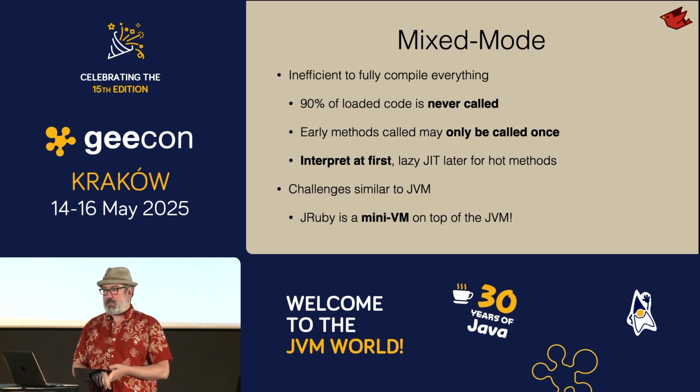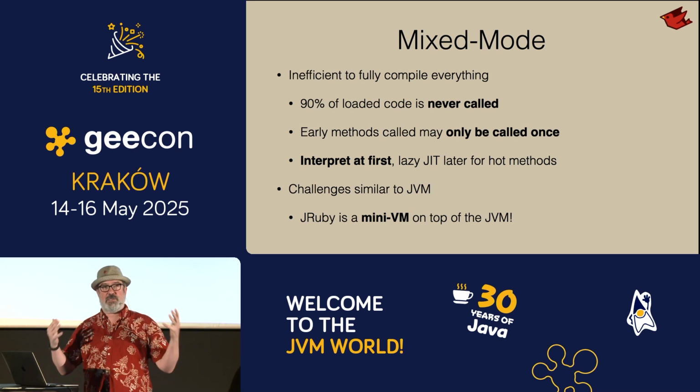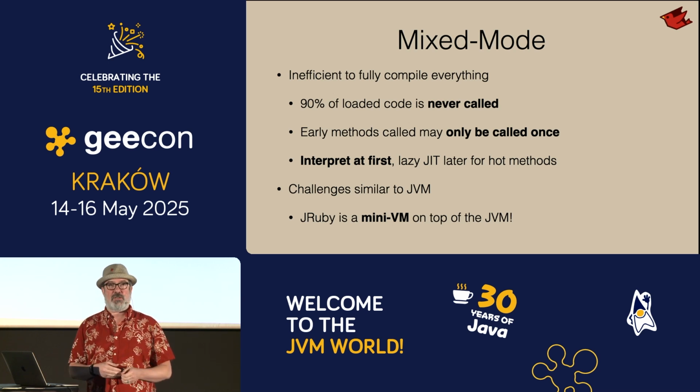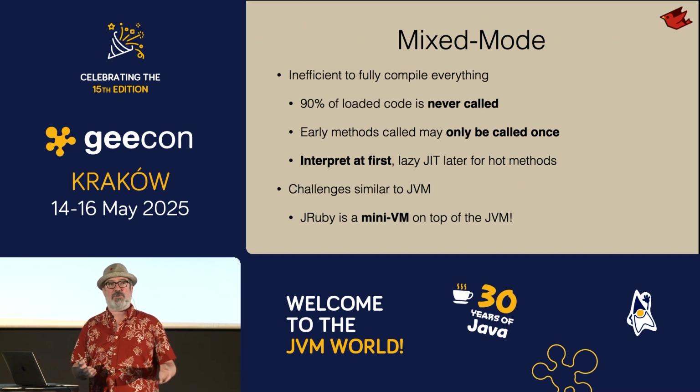the JVM works. What we found is that when you load up all of these Ruby sources, all of these libraries, 90% of the code that gets loaded never is called. Only a small portion of each library is actually used. Methods that are called early in the boot process may only be called a few times. So spending a lot of effort on optimizing them doesn't make sense.